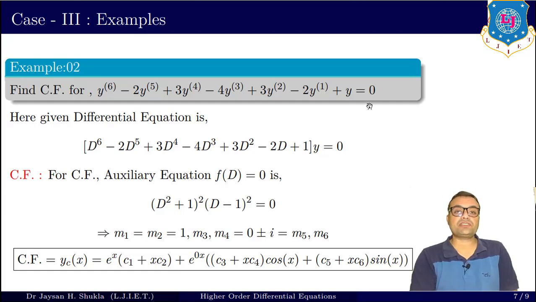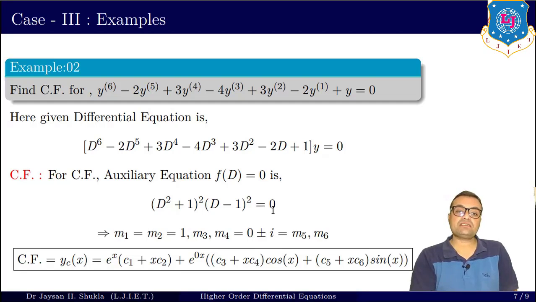So this equation is a sixth order differential equation. I am considering the operator form and the auxiliary equation f of D equals 0. Now you can simplify this very easily by splitting the 3D square into two parts, 2D square plus D square. It will give you (D square plus 1) whole square into (D minus 1) whole square equals 0.